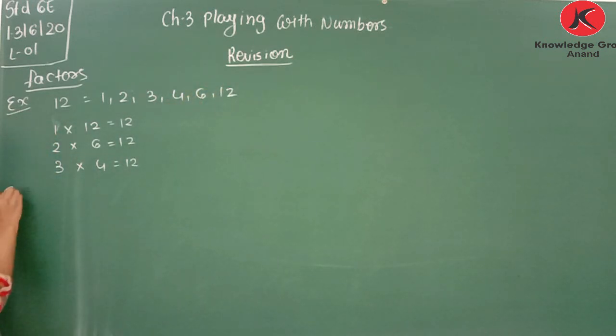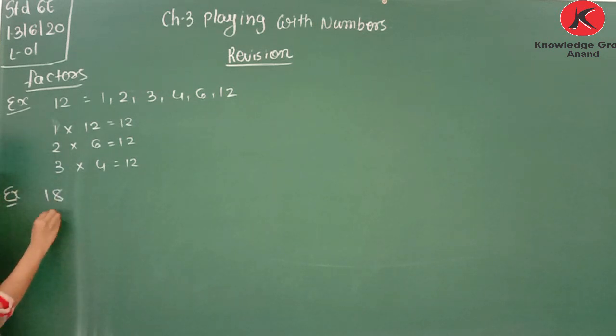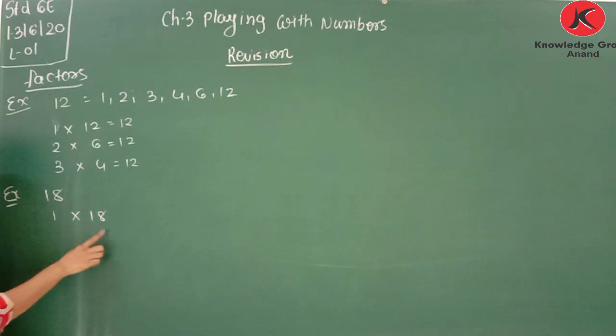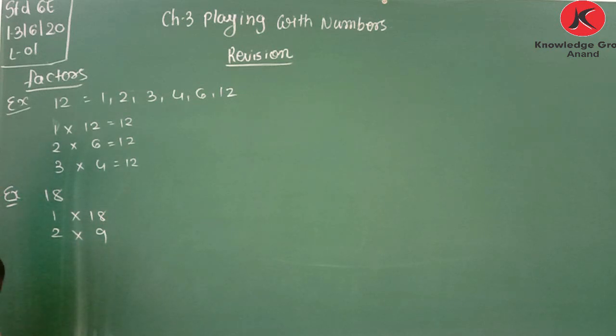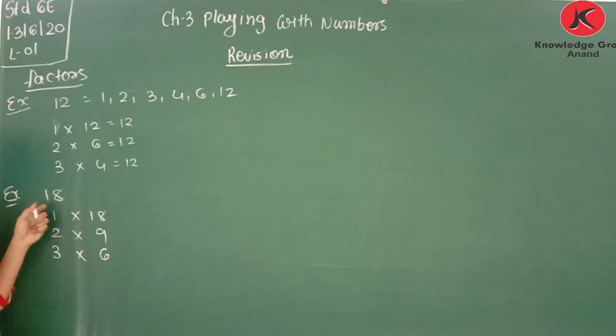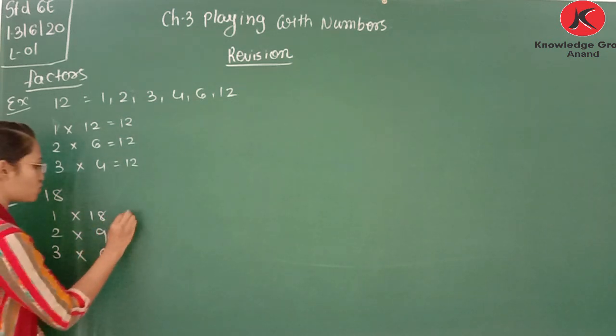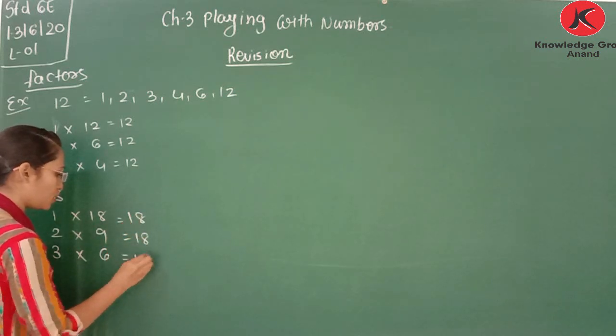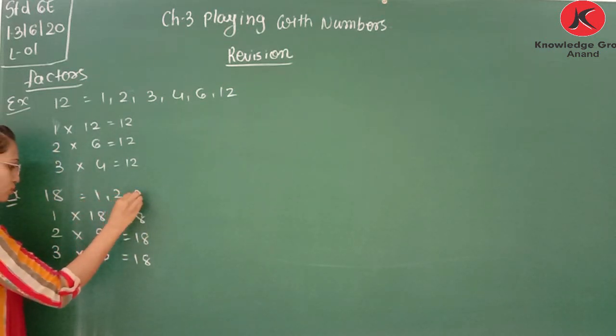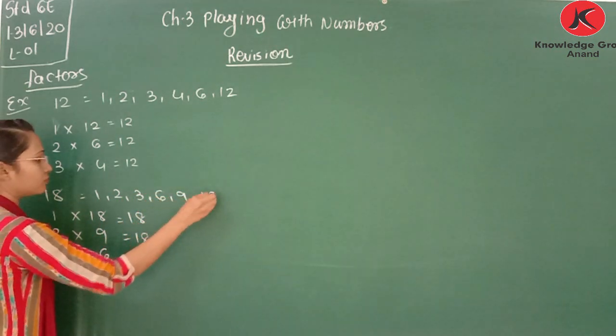Again take one example. 18. Let's write the factors of 18. 1 18s are 18. 18 is also divisible by 2. 9 2s are 18, which means we have 18 in the table of 2. Now in the table of 3. Yes, 6 3s are 18. Now in 4, no. That is, we do not get 18 in the table of 4. Now 5, not possible. Then 6, but 6 is already there, so we need to stop. So what are the factors of 18? 1, 2, 3, 6, 9 and 18.